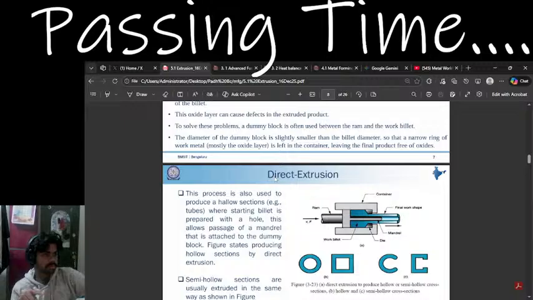But semi-hollow section is basically a C-type shape. Like these kinds of things. This is semi-hollow. This is hollow.